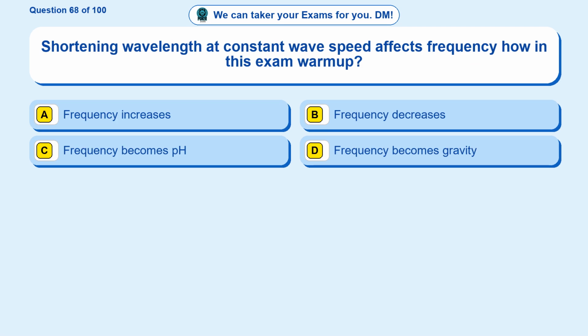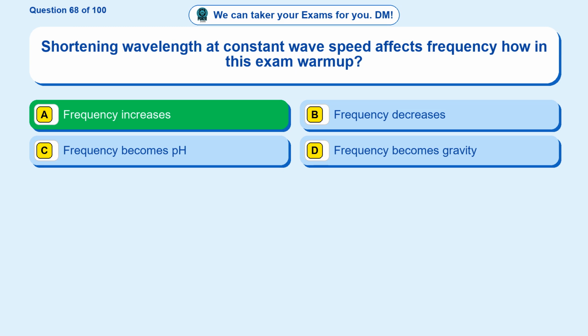Question 68. Shortening wavelength at constant wave speed affects frequency how in this exam warm-up? Option A, frequency increases. Option B, frequency decreases. Option C, frequency becomes pH. Option D, frequency becomes gravity. The correct answer is option A.